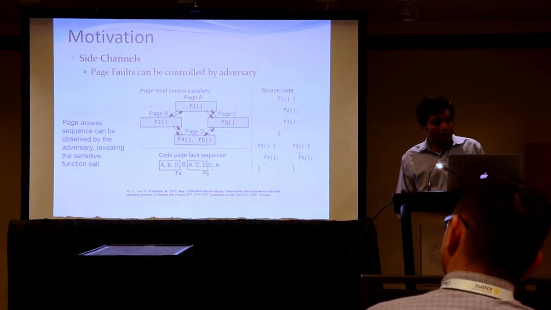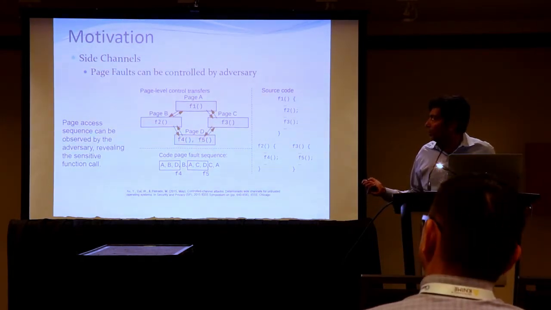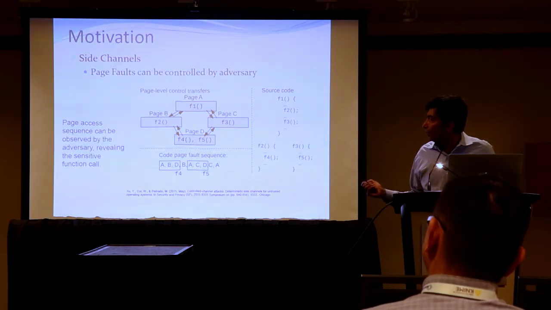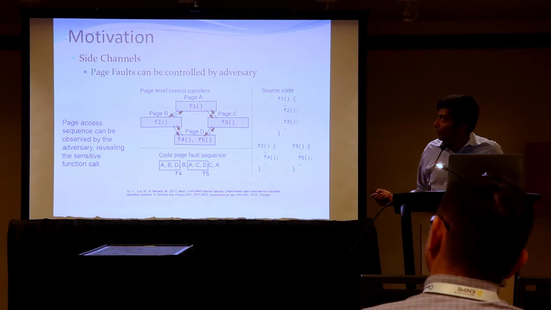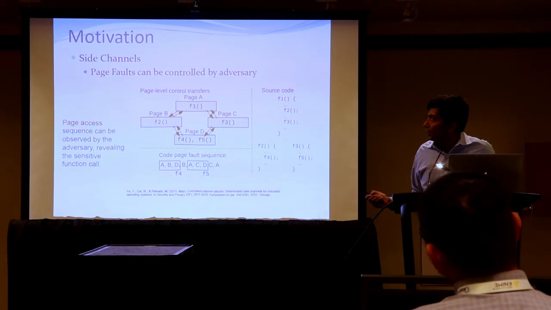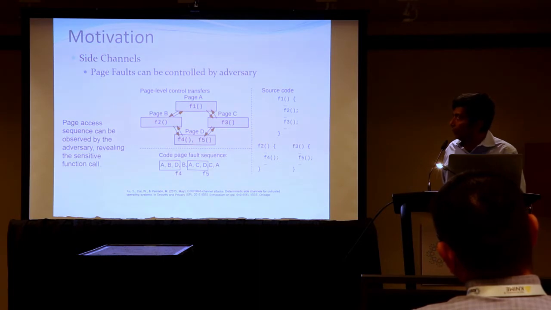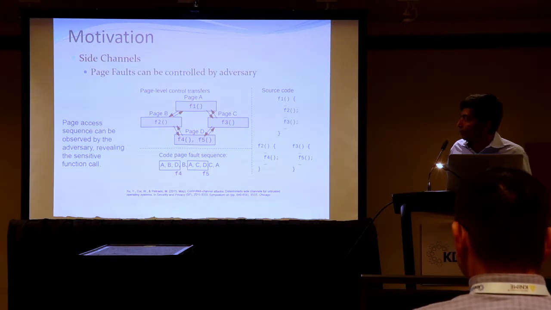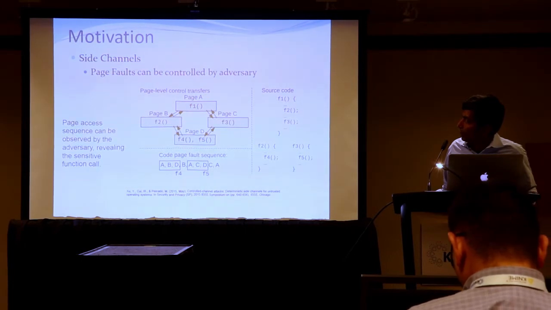So here, what is a side channel attack? You can think about this source code as publicly available. Let's say function f1 calls f2 function, and after that f3 function will be called. And f2 function calls f4, and f3 function calls f5. An attacker, or adversary, may control the page fault. As an attacker, I can only see the page, and the content I cannot see. It's encrypted. But the attacker may control the page fault.